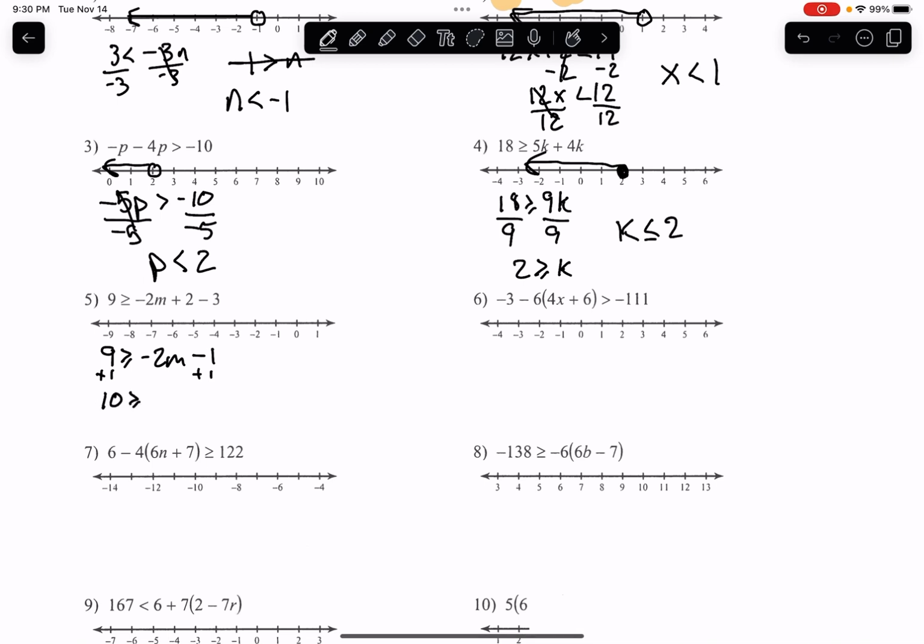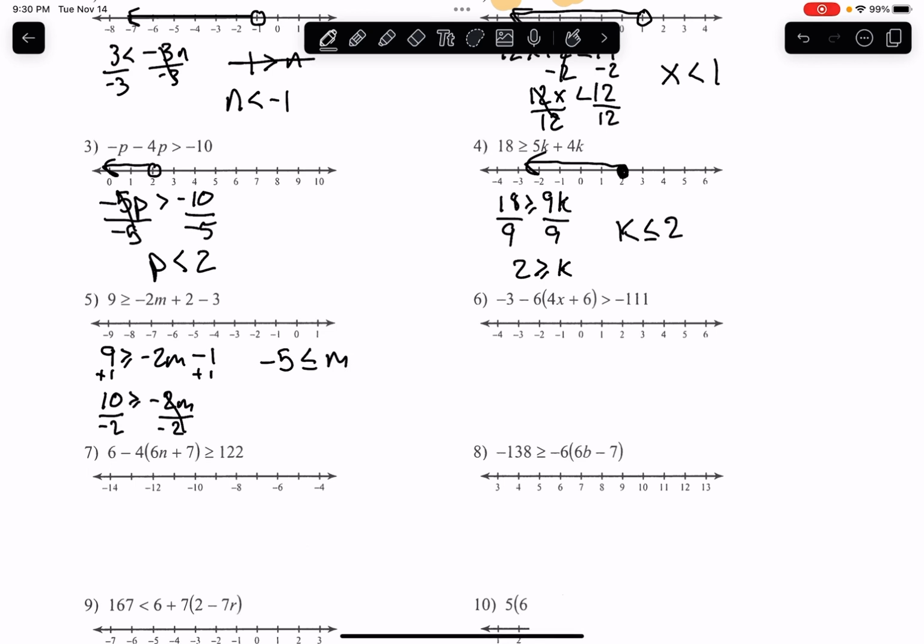10 is greater than or equal to negative 2m. Divide by negative 2. Divide by negative 2. And we're going to get negative 5. We're going to flip our symbol here. Less than or equal to m.